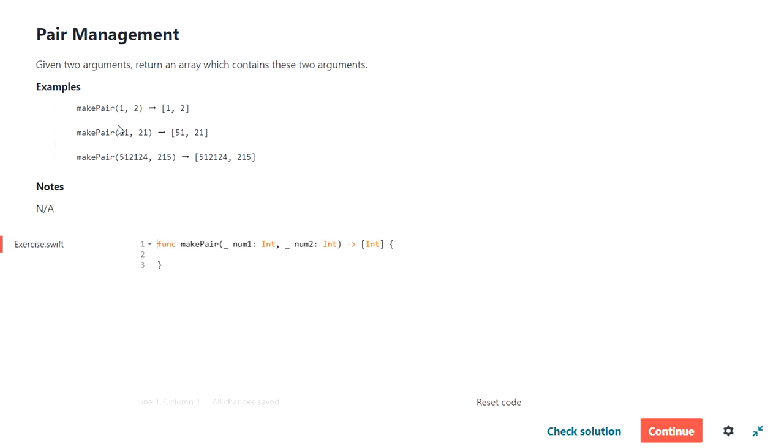For example, if you are given two numbers 1 and 2, you have to return an array which will contain these two numbers, 1, 2. Same for 51, 21 and same for these numbers.